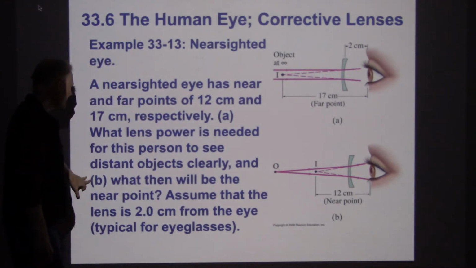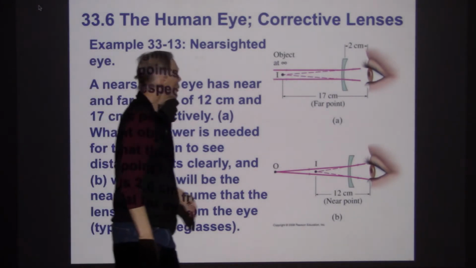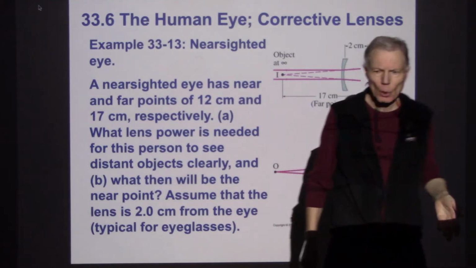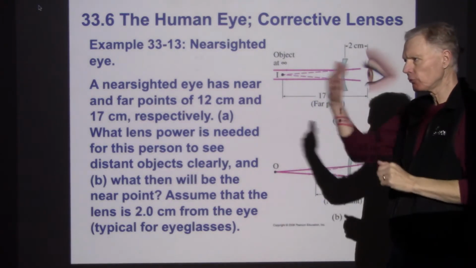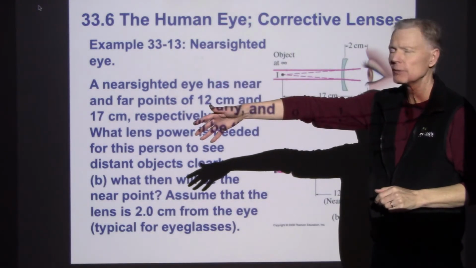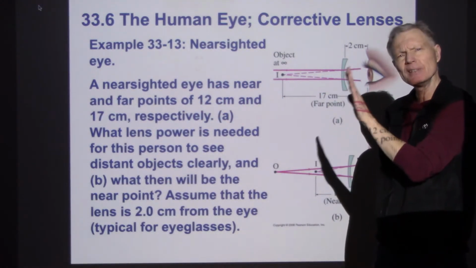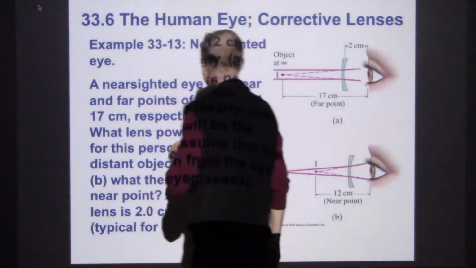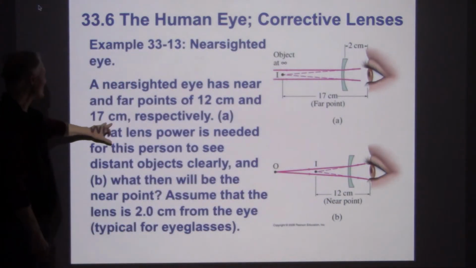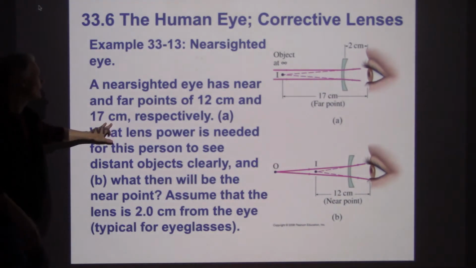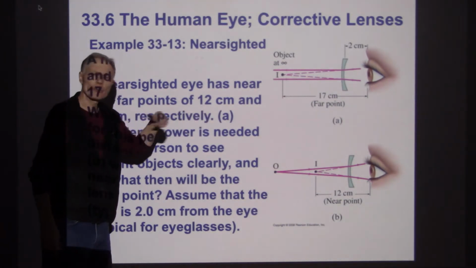Now part B of the problem says this: when the person is wearing these corrective lenses, what we know is that the person's far point is now going to be infinitely far away. They can focus on things far away. What's it going to do to the person's near point? That is also going to be affected. So it's not just the 17 centimeters that's going to get replaced with infinity. The 12 centimeters is also going to get larger.